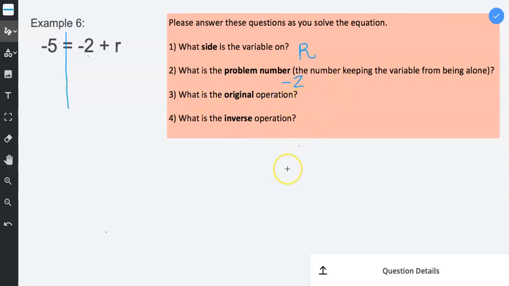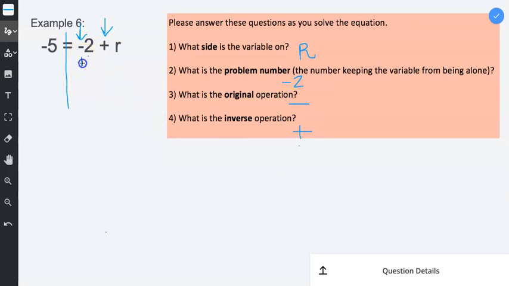So this is where it gets tricky. Let me explain this in as simple terms as I can. Between the -2 and the r, you will see addition. So if you see addition or subtraction in between, what you need to do next is look on the left side of the number. On the left side of the number shows a negative. So I want you to think of this as the original operation being subtraction and the inverse operation being addition.